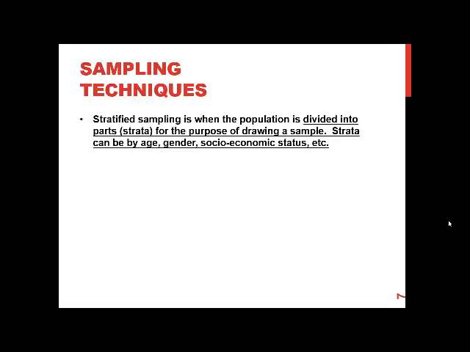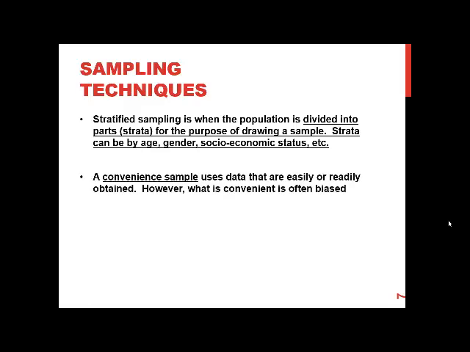Stratified sampling is when the population is divided into parts, which we call strata, for the purpose of drawing a sample. Strata could be age, gender, socioeconomic status, those are various strata. A convenient sample uses data that are easily or readily obtained. However, what is convenient is often biased.